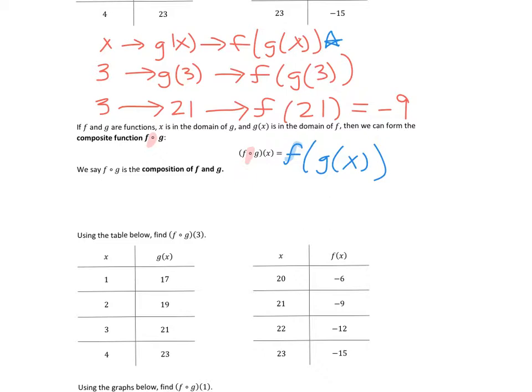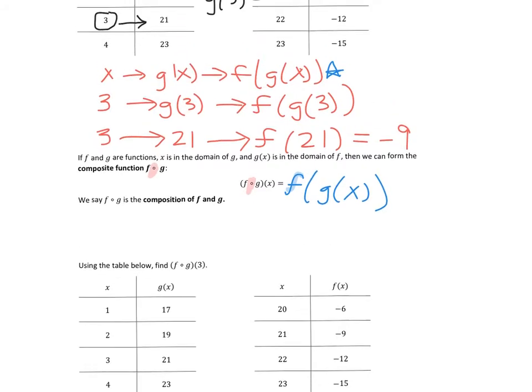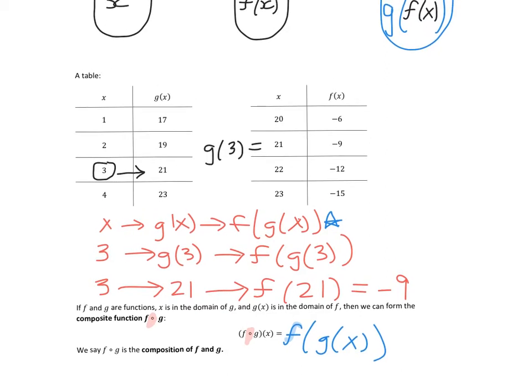All right, and then I also wanted to point out some other things. X has to be in the domain of g, right? So 3 was in the domain of g. Those are all your x values. And then g of x, this 21, g of x has to be in the domain of f. All right, so that's this part in here. X is in the domain of g, and g of x is in the domain of f.